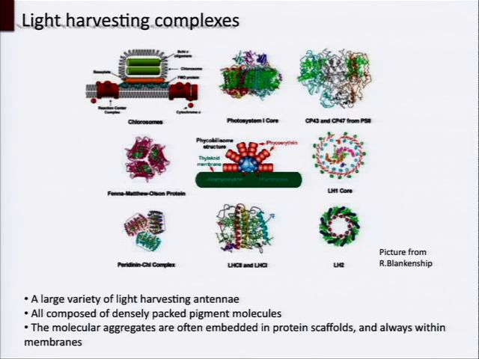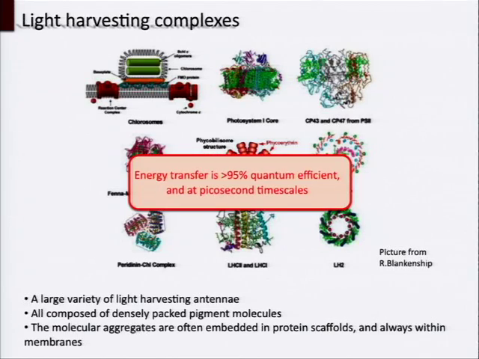Okay. And all light-harvesting complexes are also embedded within membranes. And I'll come back to this point at the end, why this could be important. Okay? So another generalization you can make, which is perhaps the most important at this point, is that energy transfer is very efficient in these systems. Greater than 95% efficient in most cases. And it happens at very fast timescales, picosecond timescales. Okay? So these are some of the fastest processes we know in biology, and arguably some of the most efficient as well.